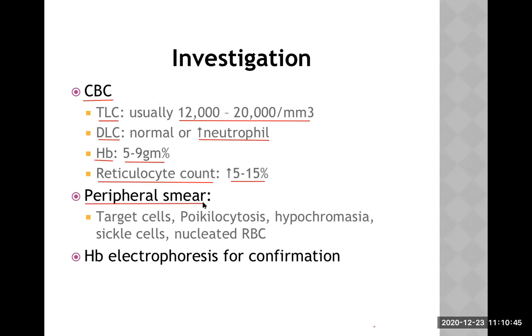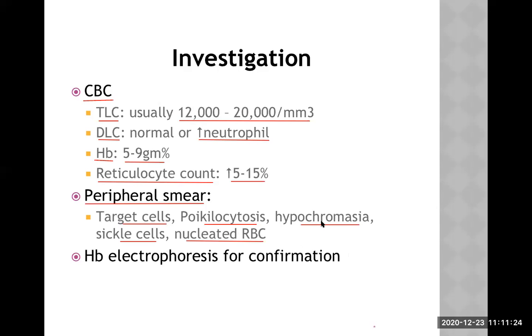Now, peripheral smear is another part of the investigation. If we do it, we can see target cells, poikilocytes, hypochromasia, presence of sickle cells, and even nucleated RBCs. So these are the different types of morphology of the RBC. Now, target cells, it looks like a target at the center. A bit of a target-shaped structure is formed at the center. These are abnormal RBCs. These are called inclusion bodies actually. Poikilocyte, different shape. Hypochromasia, different color.